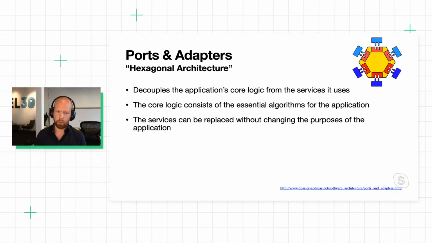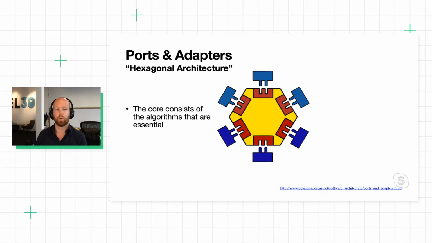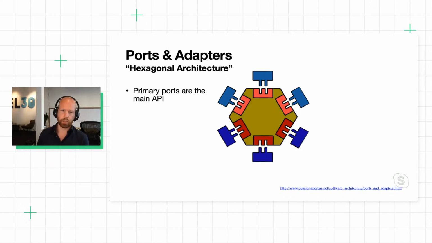So if we have a look at the different shapes in this picture, we can see that the yellow center, that's the actual core. So those are the algorithms that are essential. And if you change code in this yellow bit, then you change what drives your application, change the actual essence of the application. Then you have the primary ports. Those are the 3 E-shape thingies at the top. And the primary ports are the main API of your app.